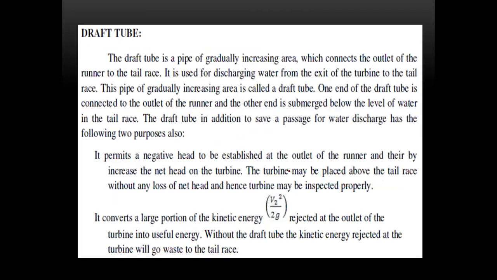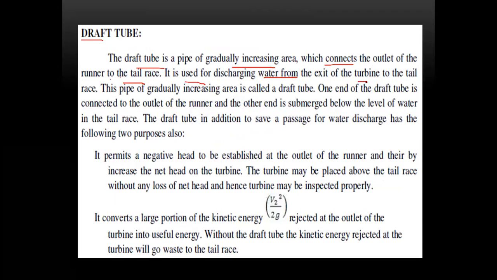Now, the next concept to be discussed is the draft tube. Draft means the taper. The draft tube is a pipe of gradually increasing area which connects the outlet of the runner to the tail race. It is used for discharging water from the exit of the turbine.